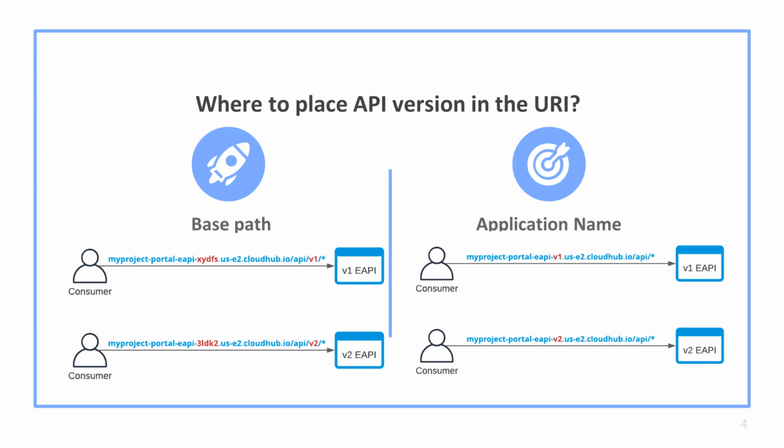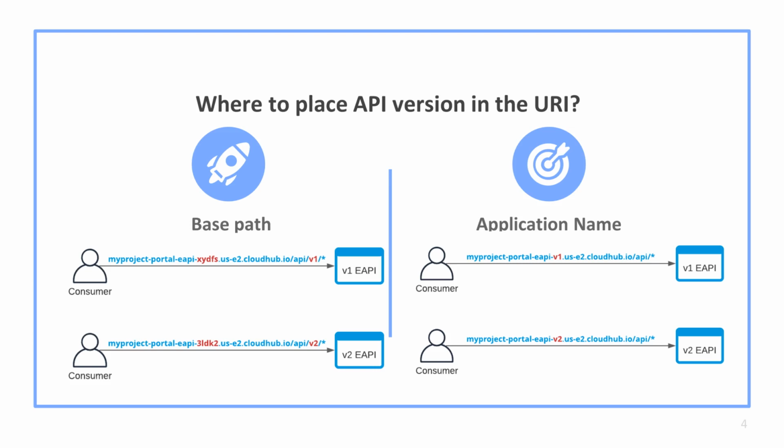Apart from this, you may as well notice that our API application name contains a random postfix. You may be wondering why. It's due to the fact that the applications deployed on CloudHub must be unique. So we cannot deploy two applications with the same name. This approach with base path is usually used for cases when only one version is deployed.